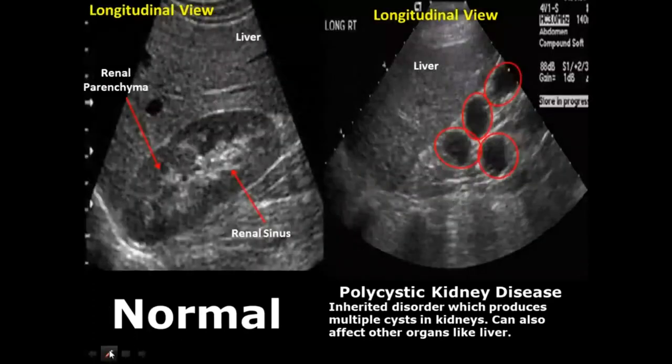The longitudinal view of the right kidney, and there are multiple cysts again with posterior acoustic enhancement and anechoic round structures.